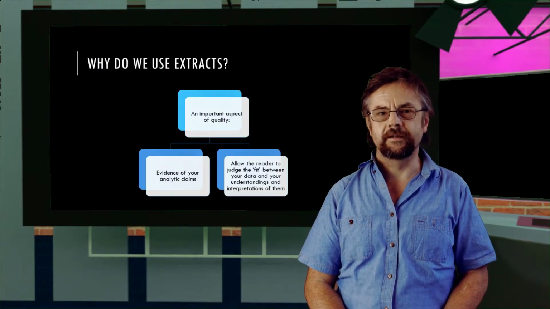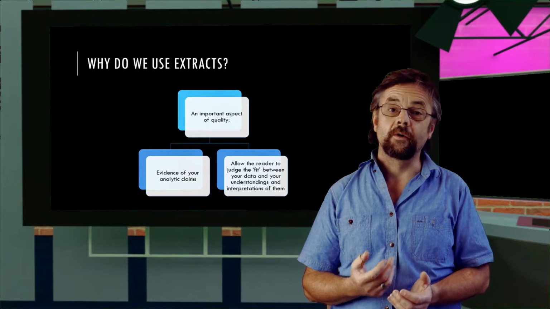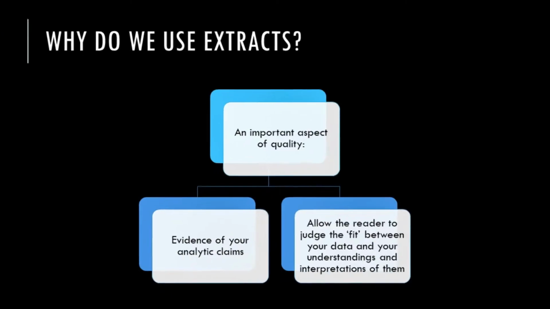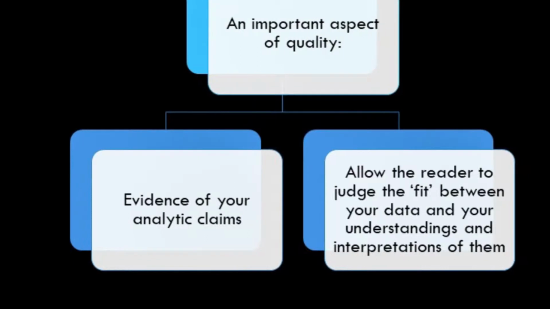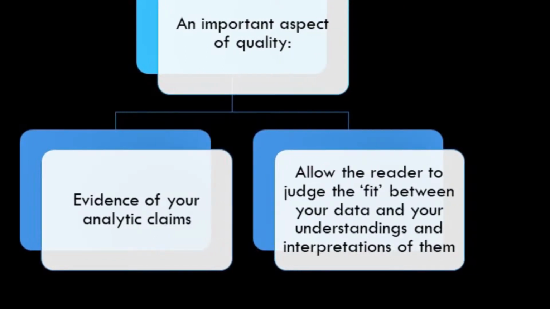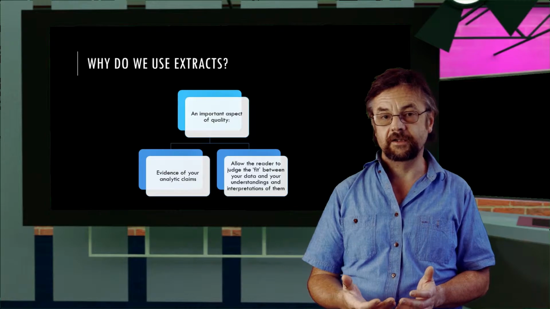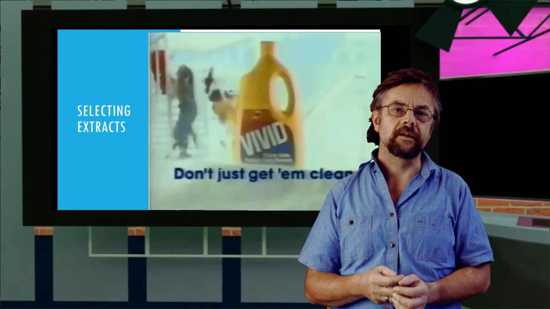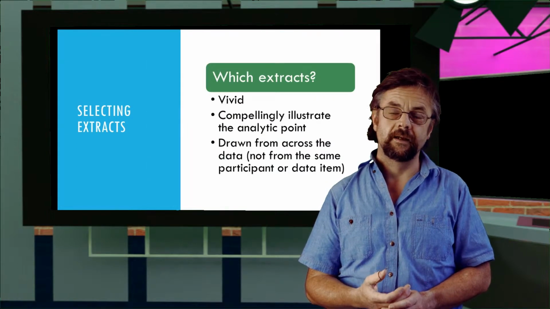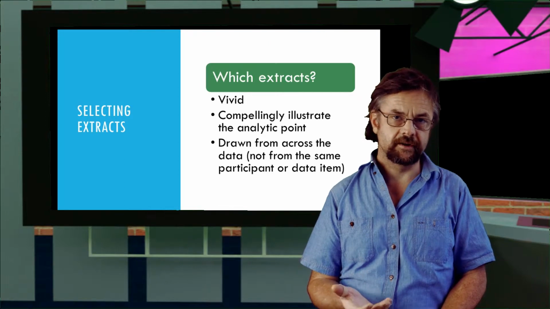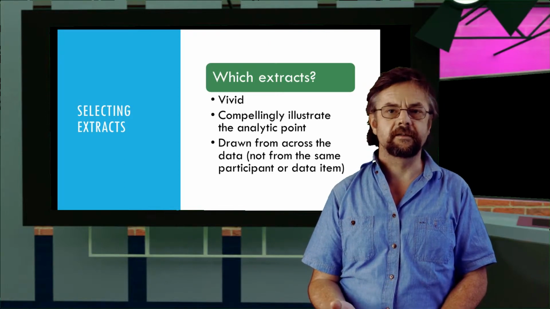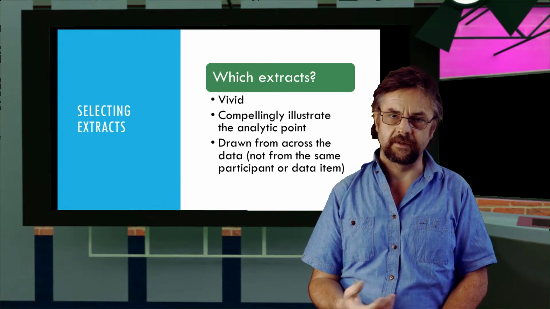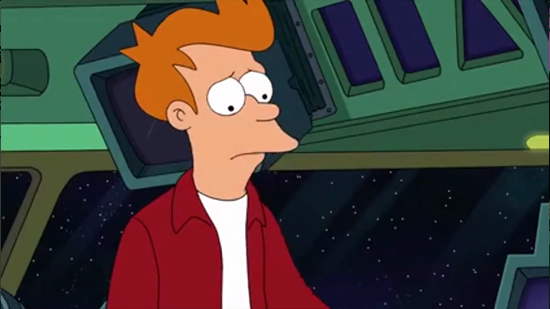Now, there are a couple of reasons why we use extracts from our data and why you often see extracts of data in qualitative research. First, it gives evidence for your claims, and it allows your reader to make their own judgment as to how well your analysis fits your data. Now, when selecting extracts, you want to select those that best illustrate your theme. They need to have a vivid quality and be compelling in terms of illustrating the theme. And you can also draw extracts from across your data to show multiple incidents of your theme. You get that sense of the breadth and depth of the patterns that you found in your data when you do this. Whoa, that's pretty deep.